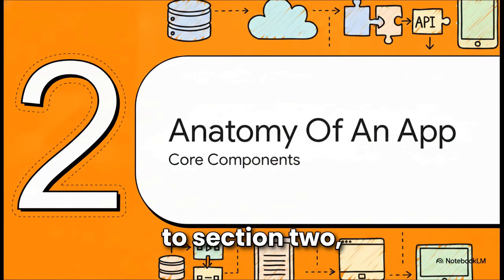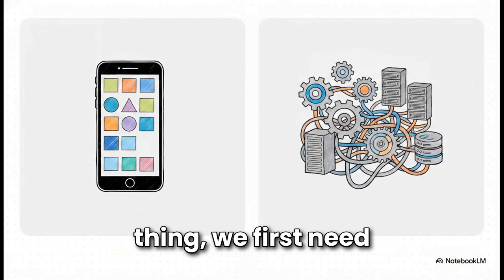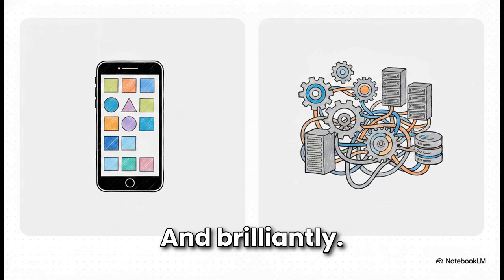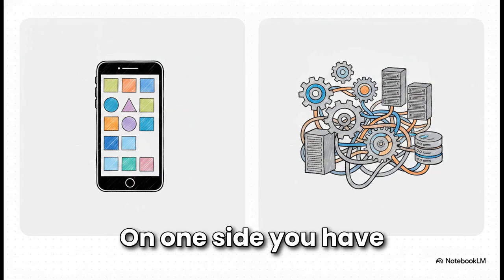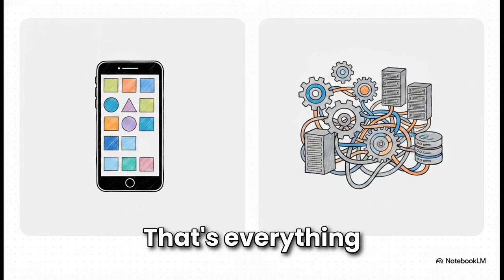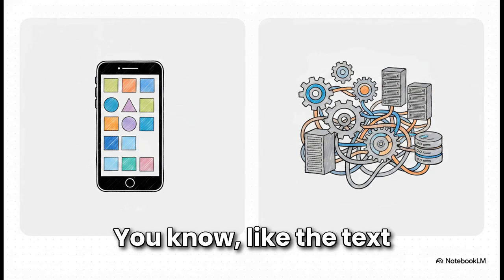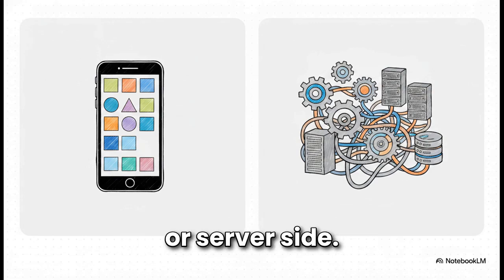Moving right along to Section 2, anatomy of an app. To actually build this thing, we first need to pull back the curtain on how software works. And brilliantly, almost any application is divided into 2 main halves. On one side, you have the UI, or the front end. That's everything the user sees, touches, and interacts with. Like the text flashing in our RSVP app. On the exact opposite side is the back end, or server side.